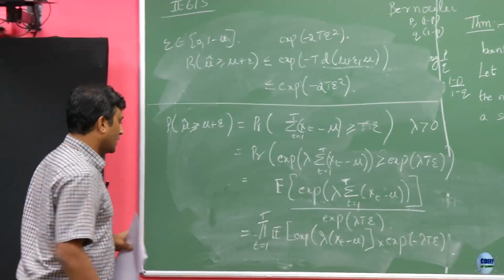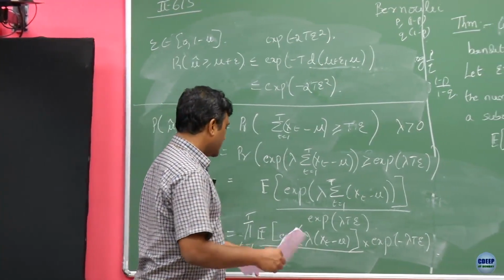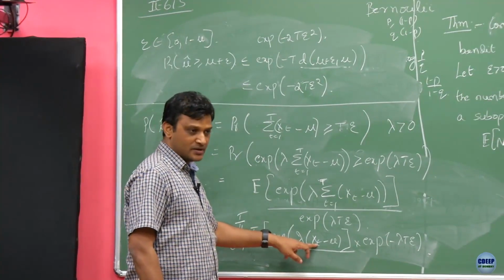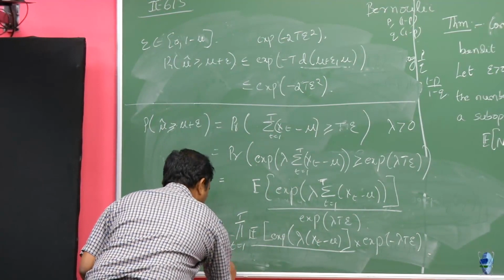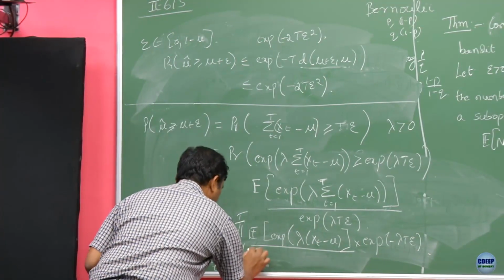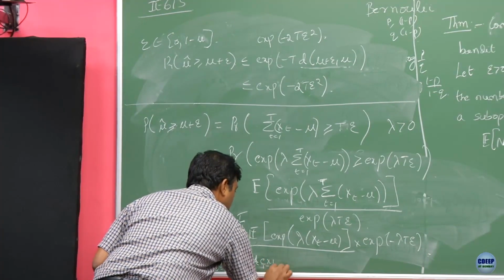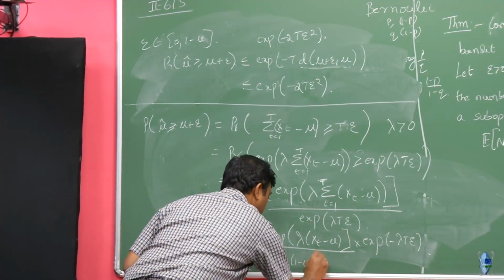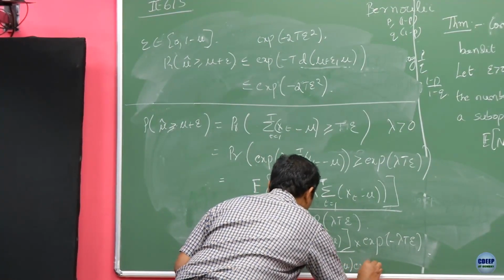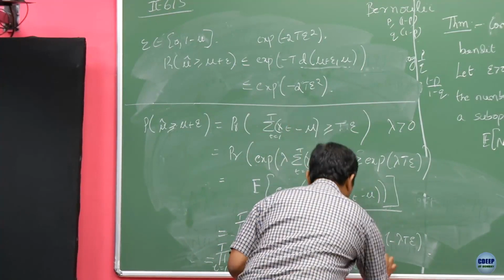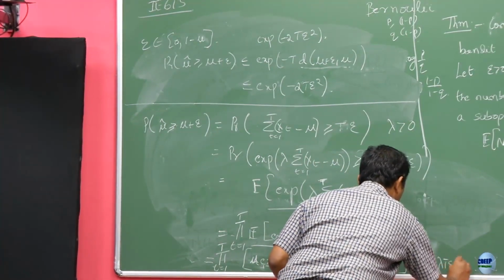Now I am going to expand this. What is this expectation? I know that this x_t is going to be 1 with probability mu, and 0 with probability 1 minus mu. So if I just do that, this is going to be exp(lambda(1 minus mu)) with probability mu, and with probability 1 minus mu, this is going to be exp(minus lambda mu), and then we have this exp(minus lambda epsilon).